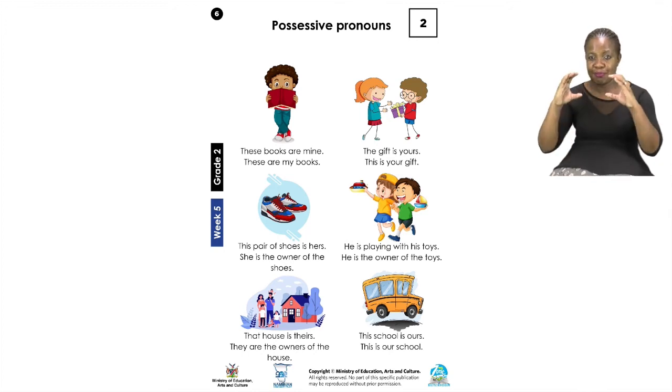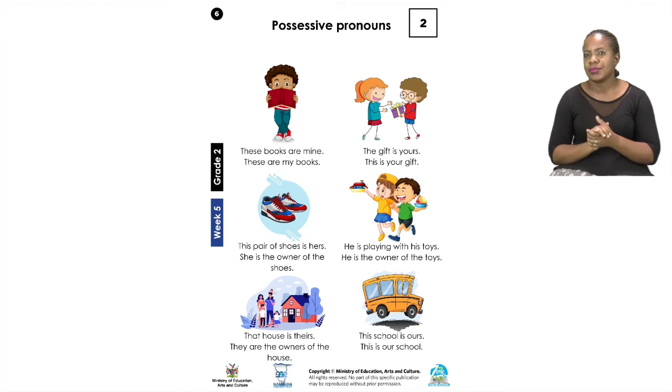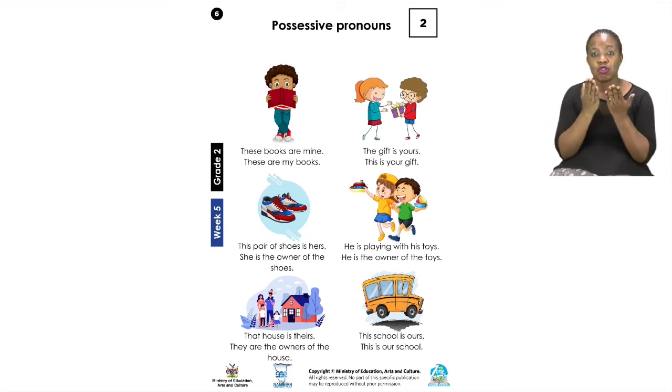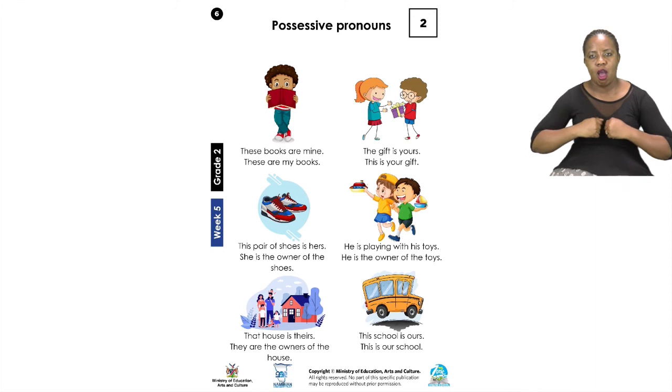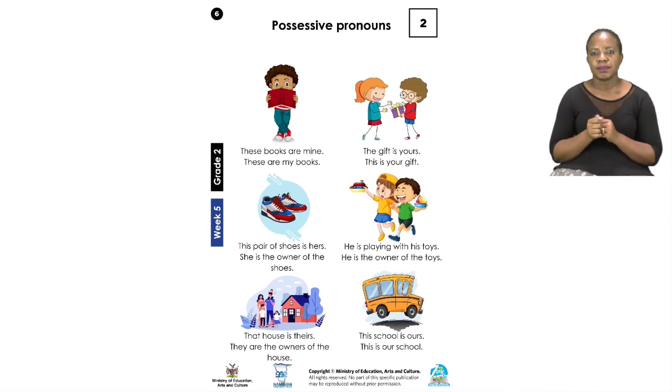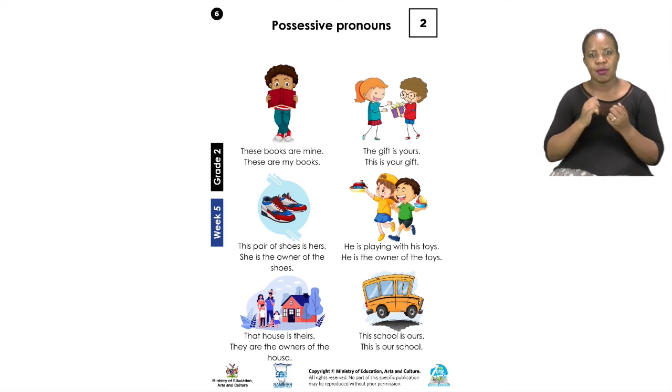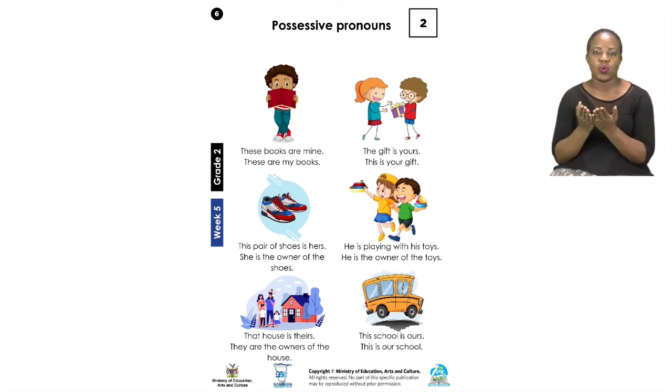And then the last one, the one with the bus. We need to read that to know who owns the bus. Let's read. This school is ours. Oh, so it's not about the bus, but the school. Let's read it again. This school is ours. The next one says, this is our school. So the possessive pronoun or the word that is showing ownership there is the word our.